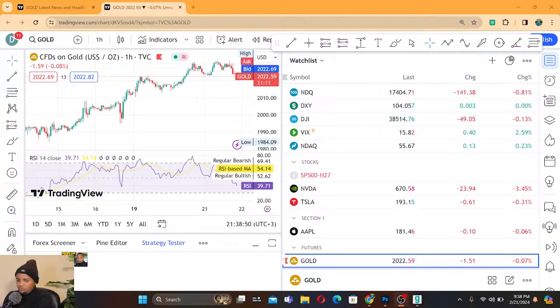One thing is, if you are going to get this right on gold, that means you're going to be right in most of the pairs, so don't be worried about that.